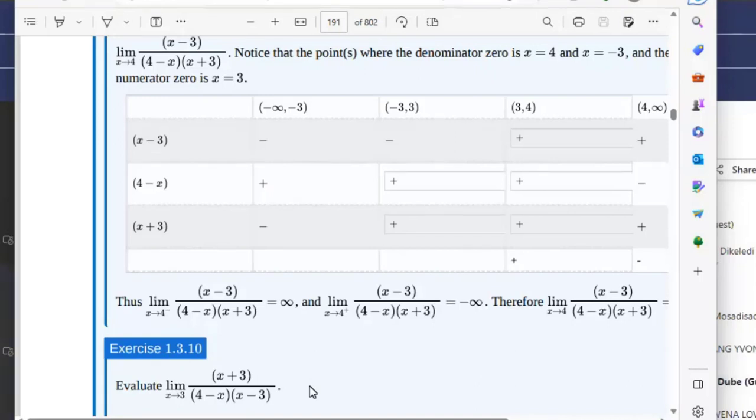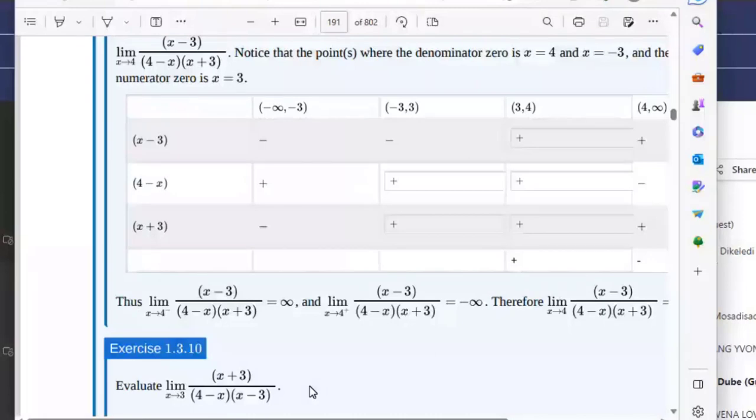Which one did I choose? I chose 2, and from 2 I got the product of the 2. The product of the 2 is a negative value. So because of that, I concluded that it's going to be negative infinity when approaching from -3.